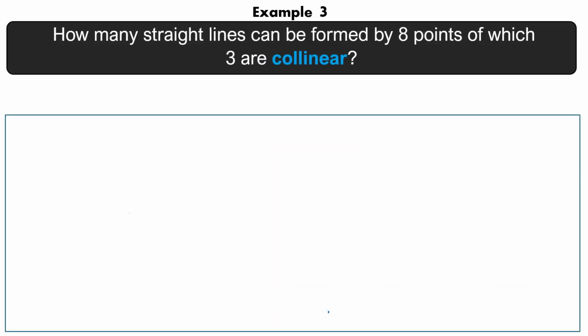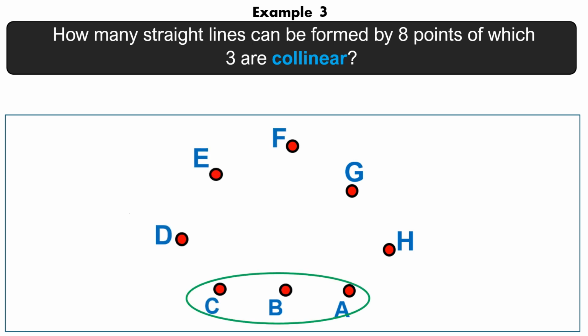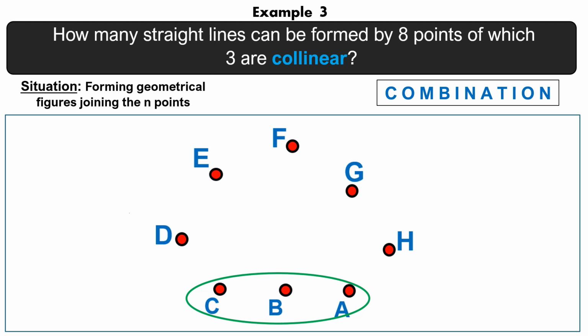Example number 3. How many straight lines can be formed by 8 points of which 3 are collinear? In this kind of problem, the situation is forming geometrical figures by joining the endpoints. The order of selection of points here does not matter, as long as it can form the required figure. So this is a combination. Condition: 3 of the points from 8 points are collinear, or lie on the same line.